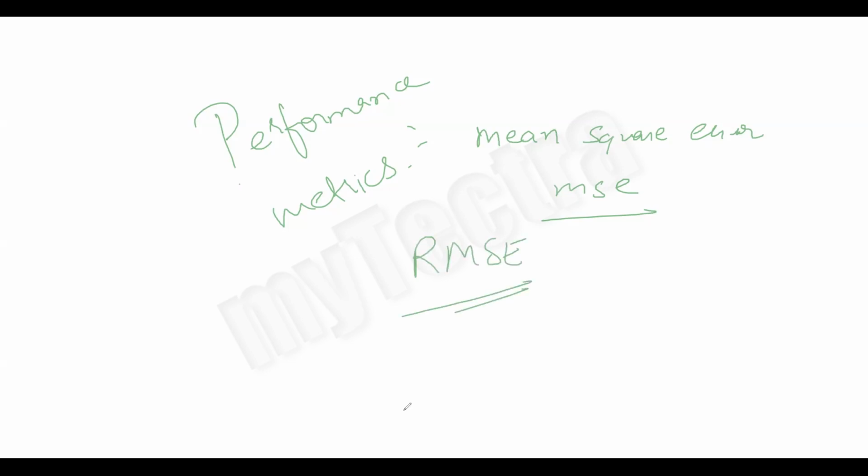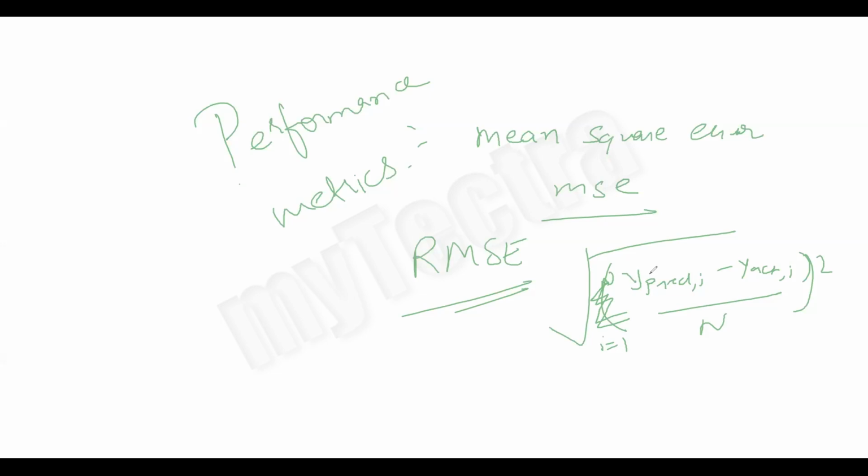Okay. So what are the performance metrics? One is mean square error, root mean square error. Okay. What is root mean square error? Taking the root of (y_pred_i minus y_act_i) divided by n, whole square, and here you will have the summation i equal to 1 to n. Right? What is this? This is root mean square error.